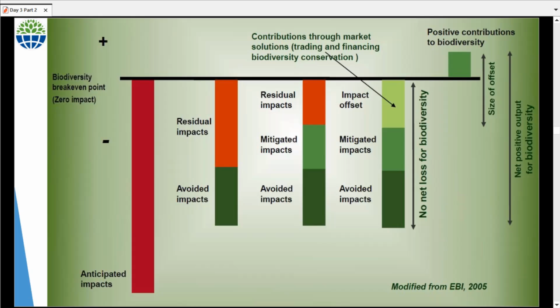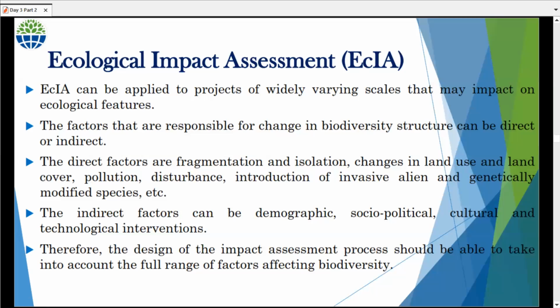Under this, from making this type of approach, we start from what we can say is avoided and mitigated, and making the offsets, biodiversity offset under the developmental activity. So this will have no net loss of biodiversity due to the developmental activity, either construction or some other activity. For ecological impact assessment, it can be applied to projects of widely varying scale that may impact ecological features, like irrigation, mining, highway, railway, etc.